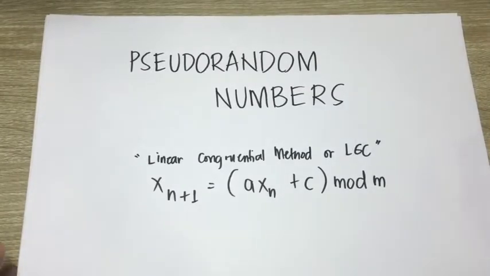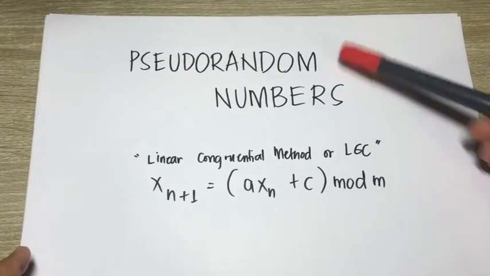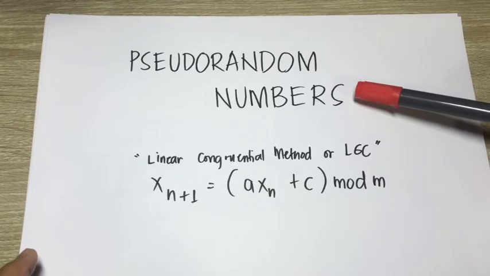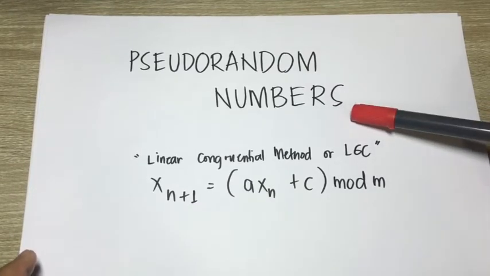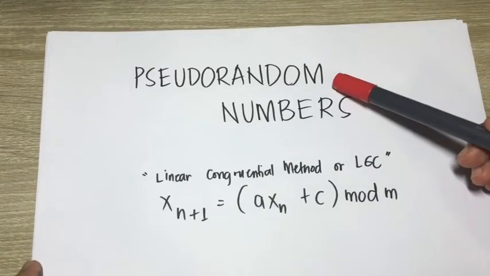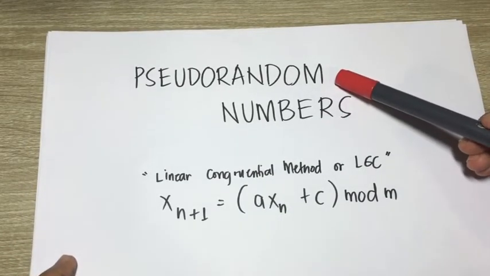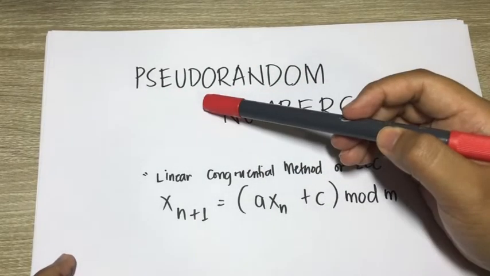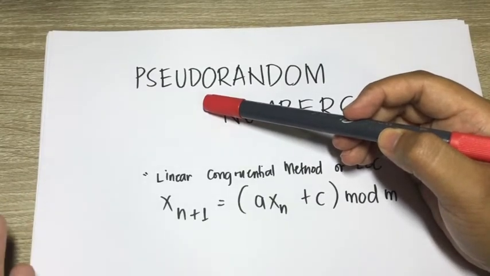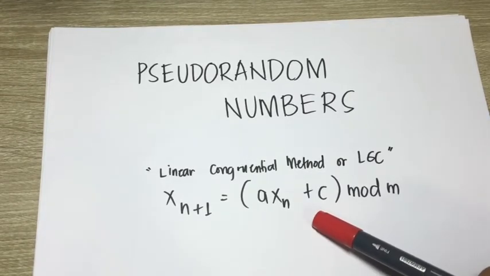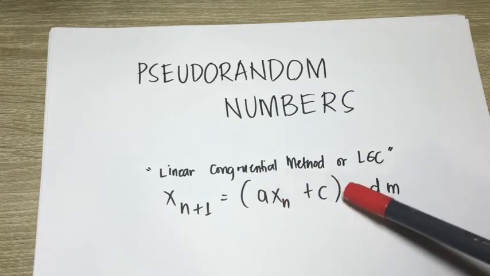So the next application of modular arithmetic is in pseudorandom numbers. Random numbers that are generated by a systematic method are called pseudorandom numbers. Because when we say random, it is perfectly random, so there is no specific pattern in a given number. However, pseudorandom numbers are generated using a systematic method. That's why it is referred to as pseudorandom. It is pretending to be random when in fact it is not, because it is generated in a systematic way. And this systematic way is what we call the linear congruential method, or LCG.